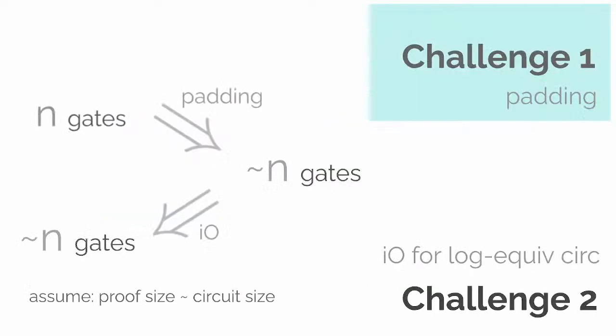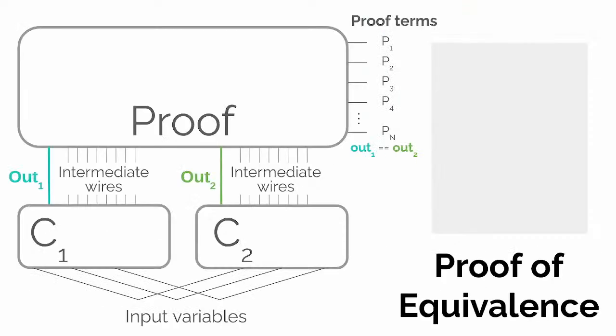Okay, so let's now dive into more technical details. I can show you how each step is done. So first, how do we solve this padding challenge? Okay. So I have 2 circuits, C1 and C2, and I know some equivalence proof. I want you to think of, let's imagine we express this EF proof as a circuit. And this is what it looks like.